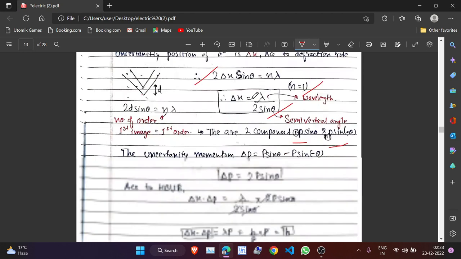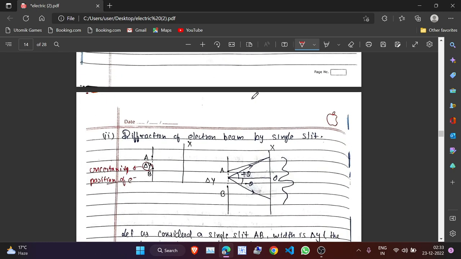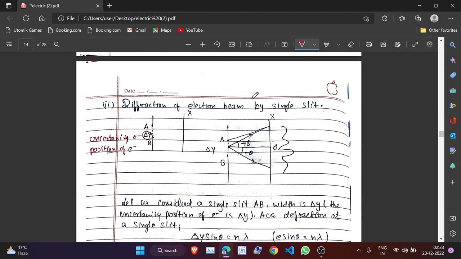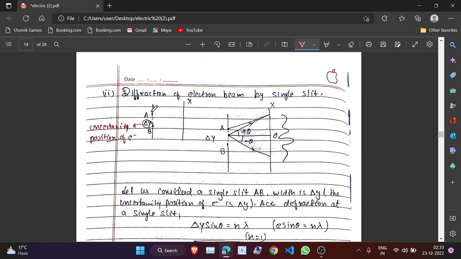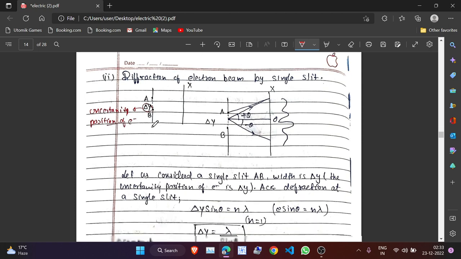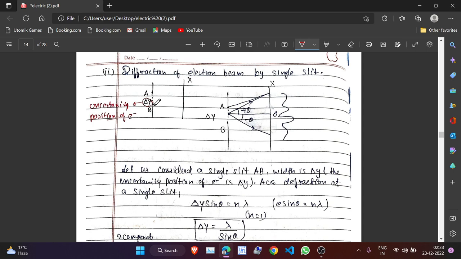We have determined the position. Now the second application is diffraction of electron beam through a single slit. The concept remains the same. We have a single slit. The uncertainty in position of the electron across the width of this single slit is delta y. Delta y is the uncertainty of the position of the electron. After this, the particle will move in this direction, making an angle theta, with positive theta and negative theta, which means 0. So the maximum intensity is at the center.